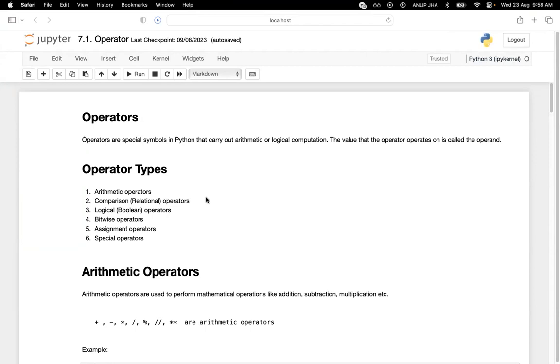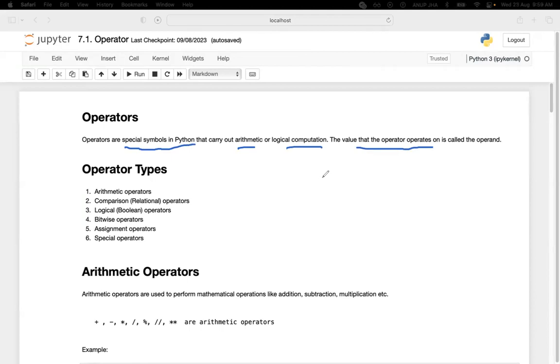It may be a repetition for you guys, but consider it a revision. Let's see what operators are. Operators are special symbols in Python that carry out arithmetic or logical computation. The value that the operator operates on is called the operand.